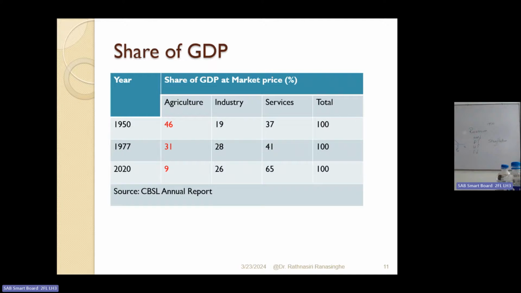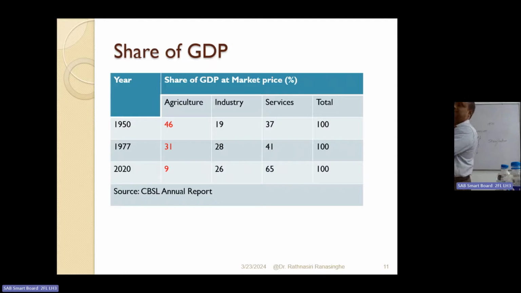Different sectors, and how they contribute to the economy. Now, in 1950 we were saying our economy is predominantly an agriculture economy. An agriculture-based economy, but we have a problem now. The contribution of the agriculture sector is 9%. Compared to the 1950s at independence, it contributed more than 50%.